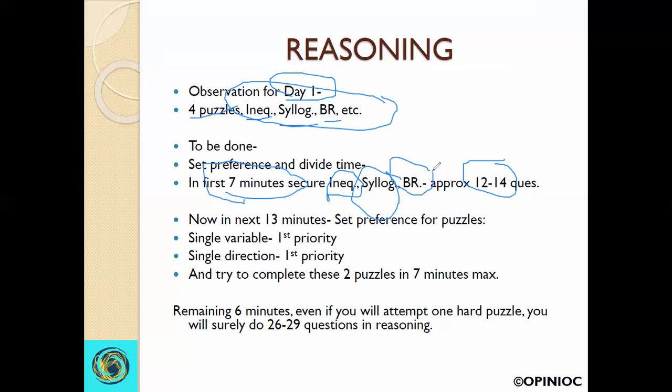Then there is blood relationship. There were four questions yesterday. Making the tree will take you 1 minute 30 seconds or 2 minutes at most, and then you just have to click on the answer. They are easy questions: this is the son-in-law of this, this is the mother-in-law of B, B is the mother-in-law of A, and you have to formulate the tree and count how many male members there are. Approximately within 7 minutes you will be able to do 12 to 14 marks.